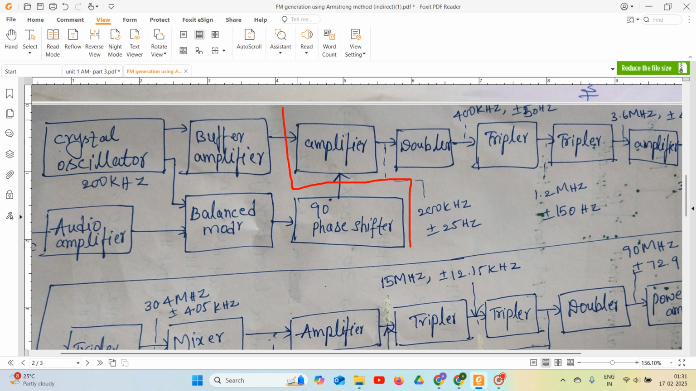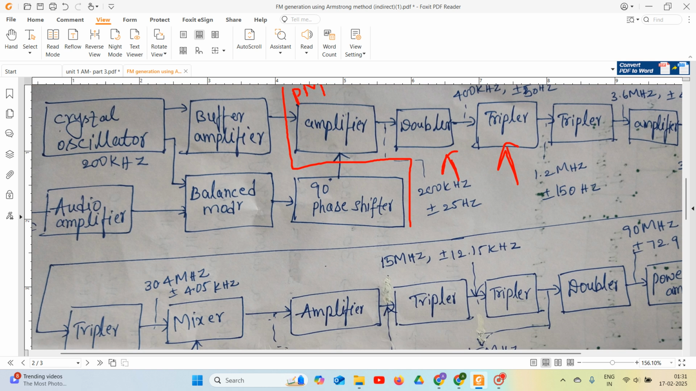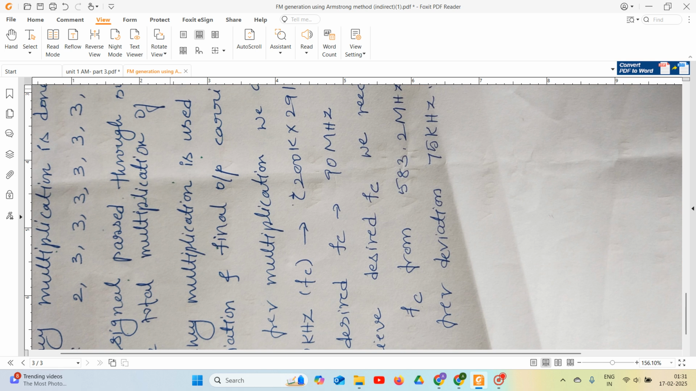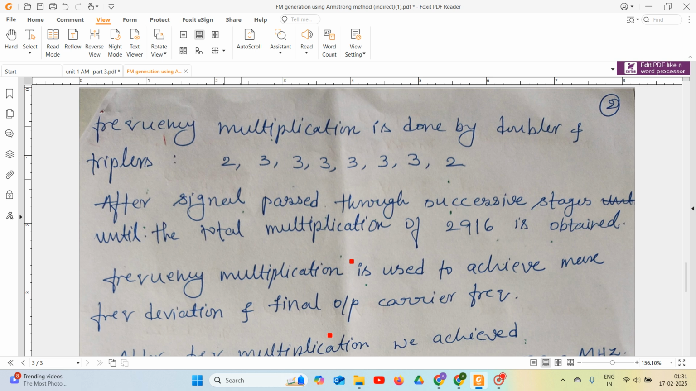So in this we have generated the PM signal, but till now we have not generated the FM signal, right? So what should we do? We have to do the phase shift. Then after that, we have to do the doubler and tripler frequency multiplication. This is our doubler and tripler, right? How many times are we doing it? Two times the doubler and six times the tripler, okay?